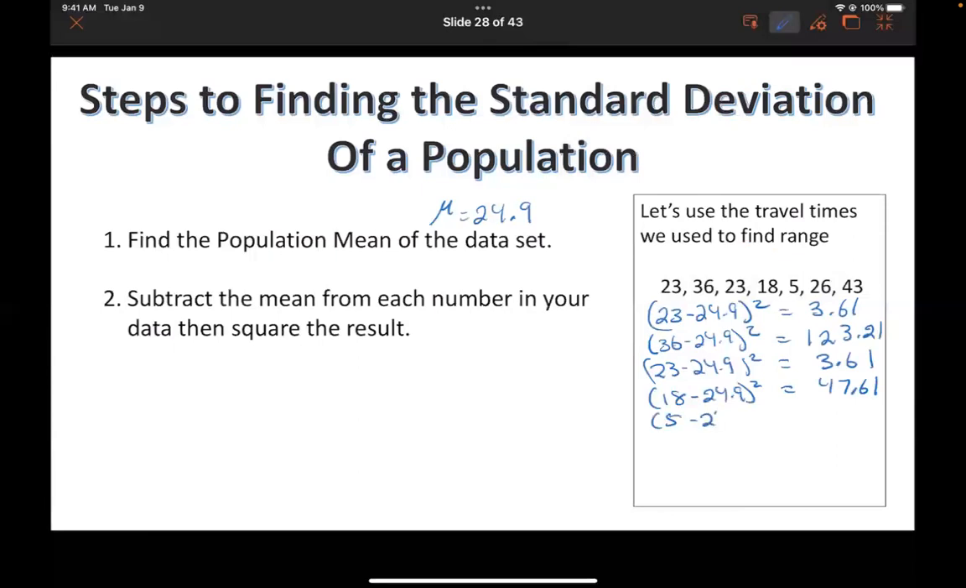And 5 minus 24.9 squared. And then 26. Whoa, did something weird. Okay. All right. So I just took each value, subtracted the mean, and then squared it. Give y'all a minute to catch up.